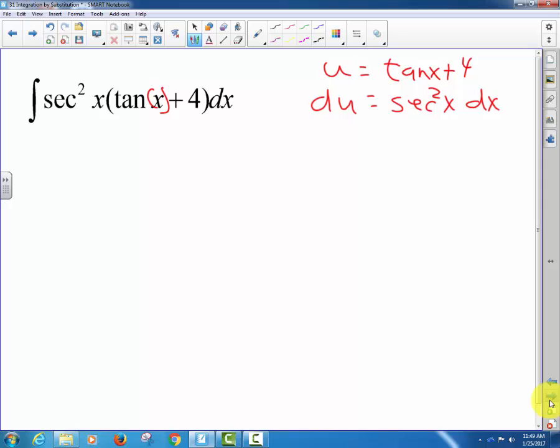So u is tan x plus 4, du is a secant squared. So then what do we end up integrating? In place of tan x plus 4, we're going to put u. In place of these two, we're just going to put du. Wow, that's a whole lot easier looking thing to integrate, isn't it?